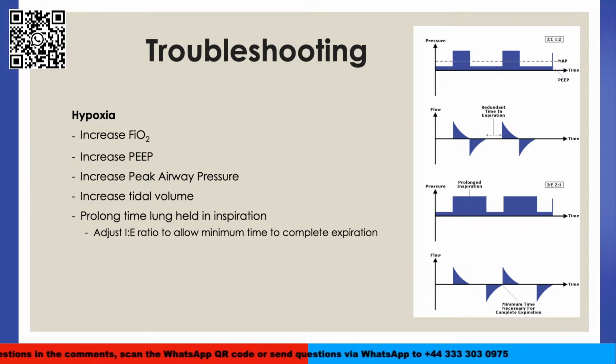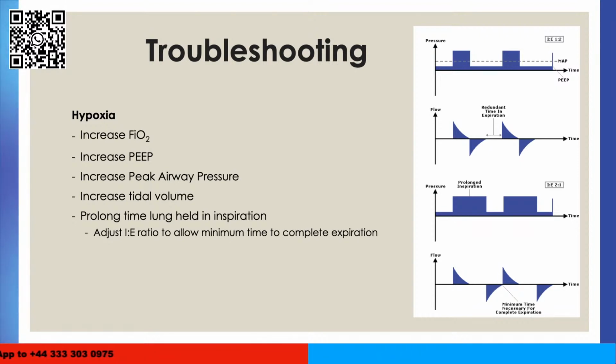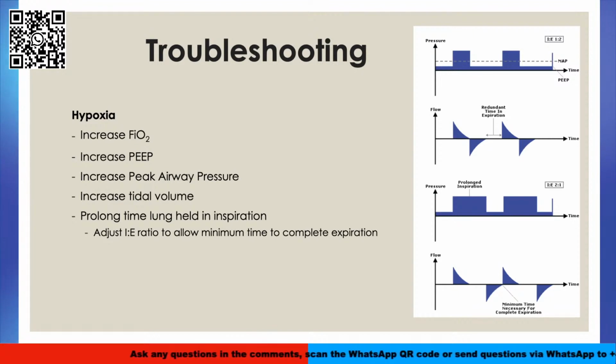Hopefully on the screen you're able to see this, they're quite small, but you can see at the top part we have an I to E ratio of 1 to 2, and then there is a redundant time in expiration. So they've manipulated the settings to having an inspiratory time of 2 to 1 for expiration, and you can see there that the square wave of the pressure waveform is prolonged. So they have prolonged time in inspiration, and it's been adjusted so that they spend the minimum time required to complete expiration. So for that loop to get back to the baseline, and the inspiratory breath starts again.